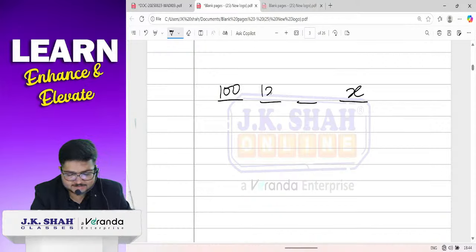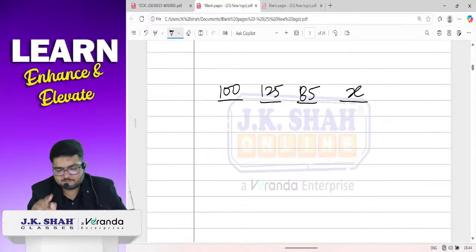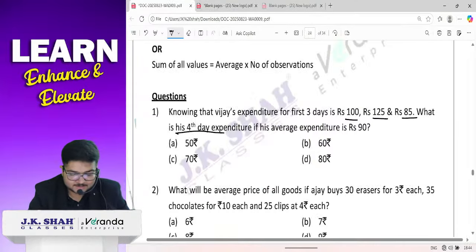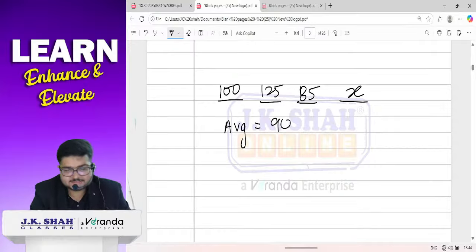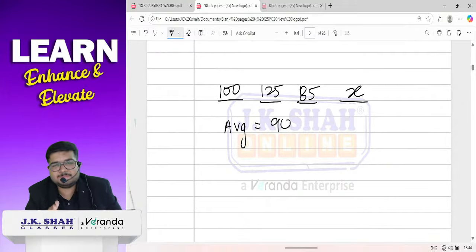First is 100, second is 125, third is 85. We have to find the 4th day's expense. But the average expenditure is 90. Average is given. So this means Vijay is going to spend on an average 90 rupees every day for 4 days, and we have to find the 4th day ka expense.